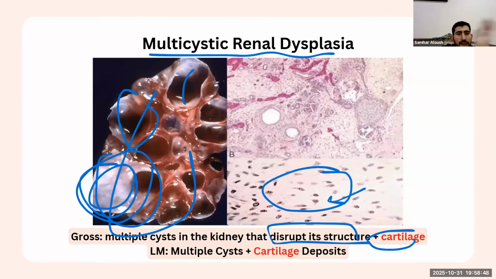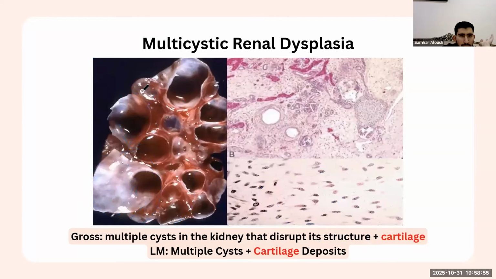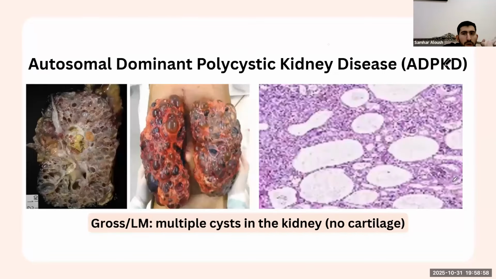I don't want you to know why symptoms، لا بس الصورة. This picture is multicystic renal dysplasia. ليش؟ في cartilage, we can't tell that this is a kidney. تاني disease: autosomal dominant polycystic kidney disease.